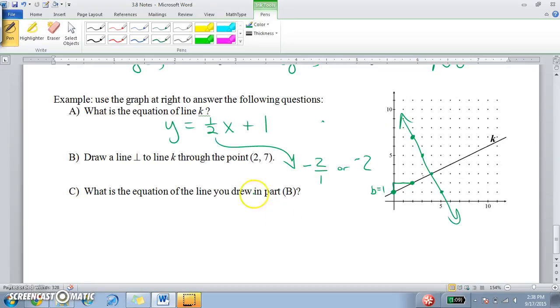What is the equation of the line you drew in part B? Well, we already know the slope is negative 2, so y equals negative 2x plus, we need to find our y-intercept. So we didn't graph far enough over to figure out our y-intercept. Let's see if we can figure it out just by graphing. So if we went down 2 to the right 1, we could also go up 2 and to the left 1. So if we do that, we're right here. If we do that again, up 2, left 1, we are up here at 11 for our y-intercept. So this would be y equals negative 2x plus 11.